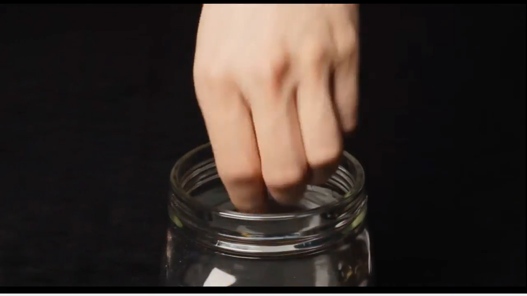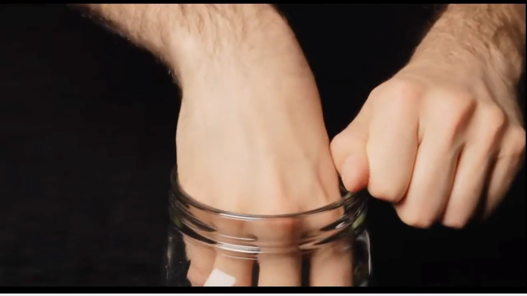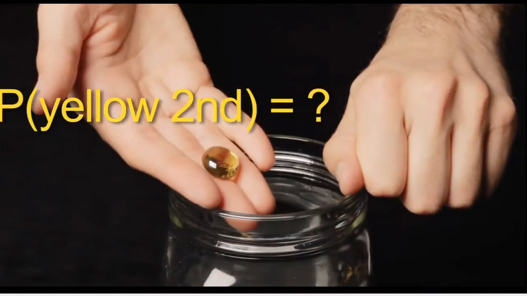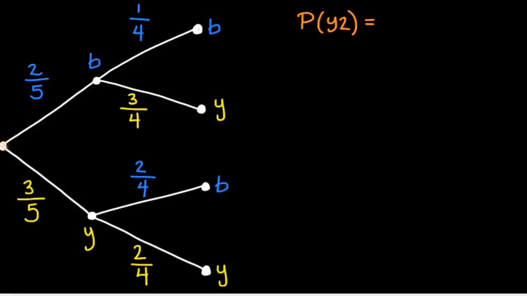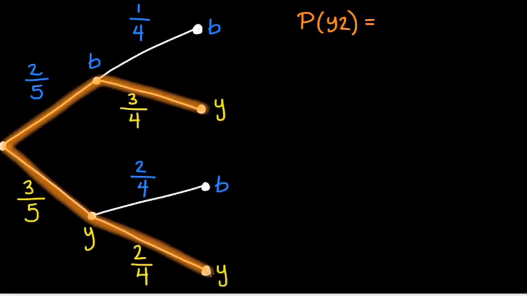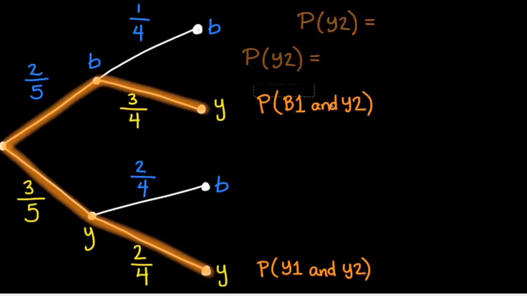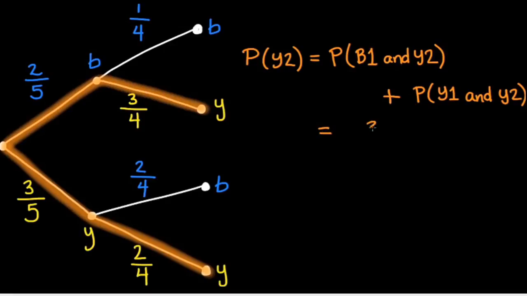What if we don't care about the first marble? We just want to determine the probability that the second marble is yellow. Because it does not matter whether the first marble is blue or yellow, we consider both the blue-yellow and yellow-yellow paths. Adding the probabilities gives us 3/10 plus 3/10, which works out to 3/5.